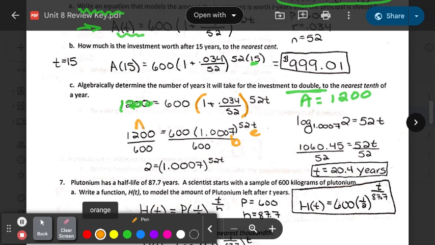So that 600 right here, you have to get rid of. You got to move it over. So that's why we divide it by 600. Now you have base exponent equals number. So put that into log form right here. And then you can evaluate that log, or you can just go ahead and divide it by 52, and you get 20.4 years.